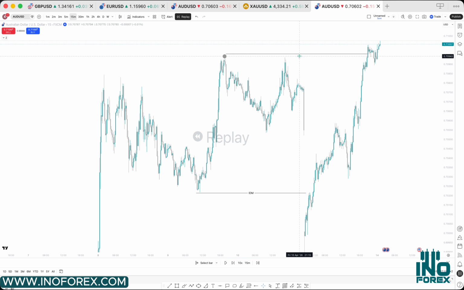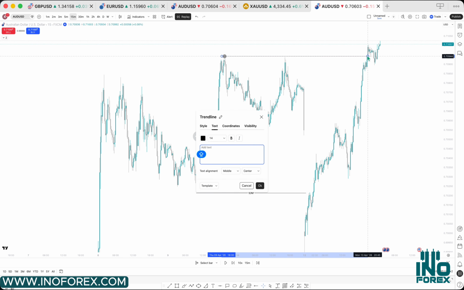When market sweeps a high, we don't consider it as a break of structure. We wait for market to cross above this high. So market breaks this high and crosses with a candlestick. As you see, candlestick crossed above this high. This is a break of structure.